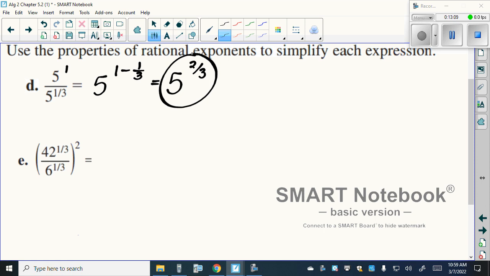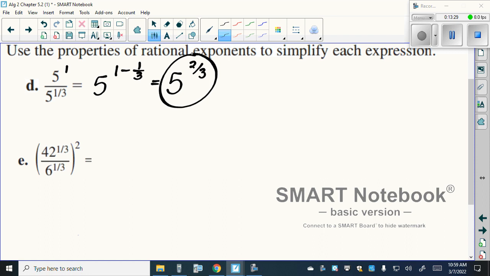Any questions on any of this here so far? All right. If there's no questions on anything we've done so far, we'll go on and look at E. E, we have 42 to the 1/3 over 6 to the 1/3 squared.